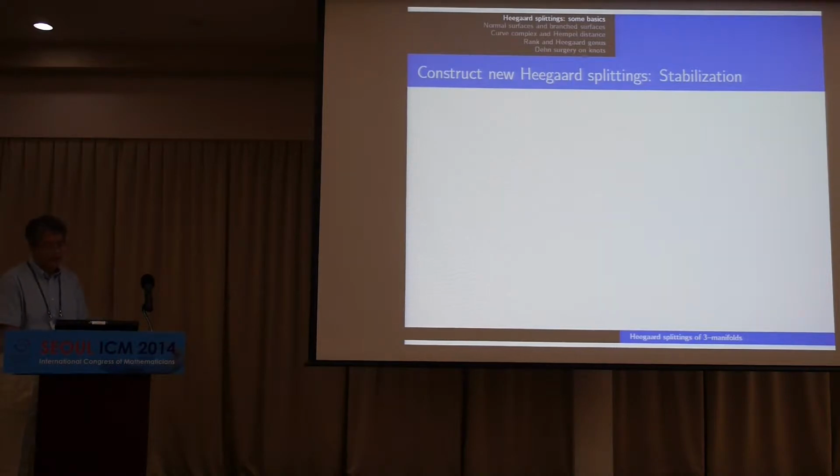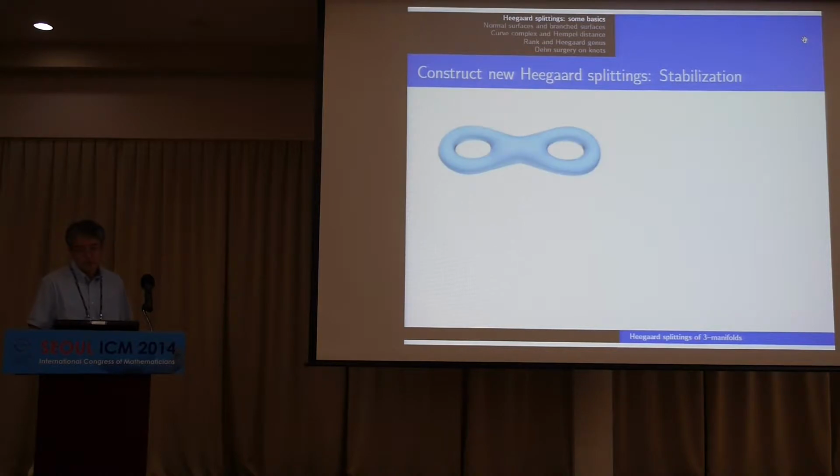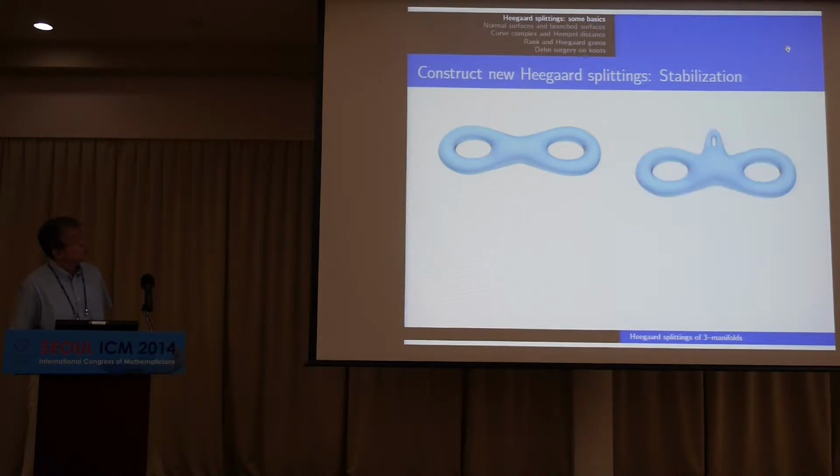Just like with triangulations, you can get finer and finer triangulations by doing subdivisions. And similarly for Heegaard splittings, you can generate larger and larger Heegaard splittings by doing something called stabilization. So what's a stabilization? Well, suppose you have a Heegaard splitting. Now, for this handle body, you can add a handle. So basically, in a small neighborhood of, let's say, a point, you add a small handle, so you basically get a larger genus handle body.